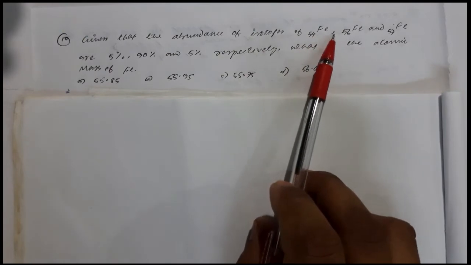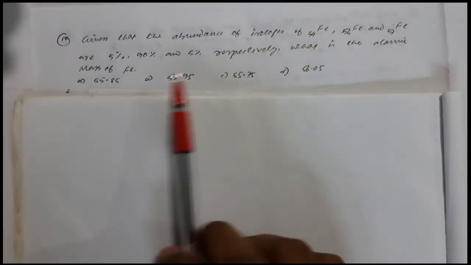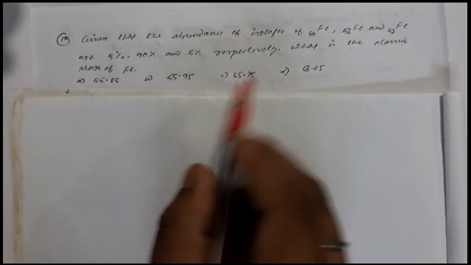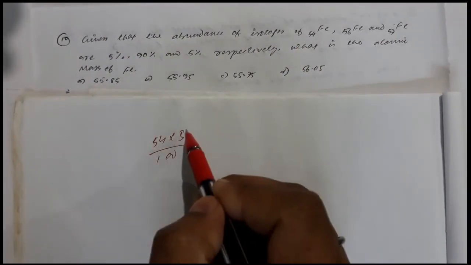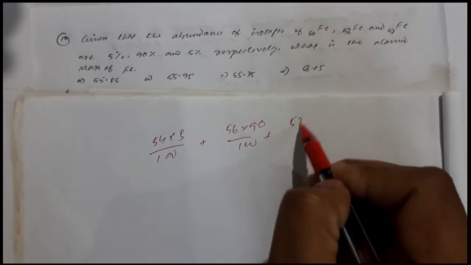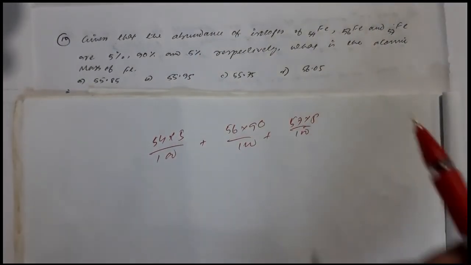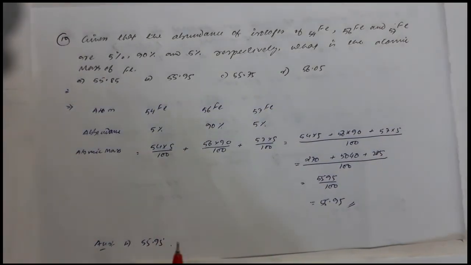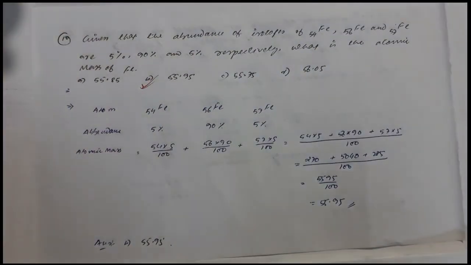Another question: given that the abundances of isotopes of iron, with atomic masses 54, 56 and 57, are 5%, 90% and 5%, what is the atomic mass of iron? Here we multiply 54 by its abundance divided by 100, plus 56 into 90 divided by 100, plus 57 into 5 divided by 100. Because they are percentages, we divide by 100. Basically, we multiply each atomic mass by its natural abundance and add them together. You have gone through this in the classroom also. This is the correct answer.